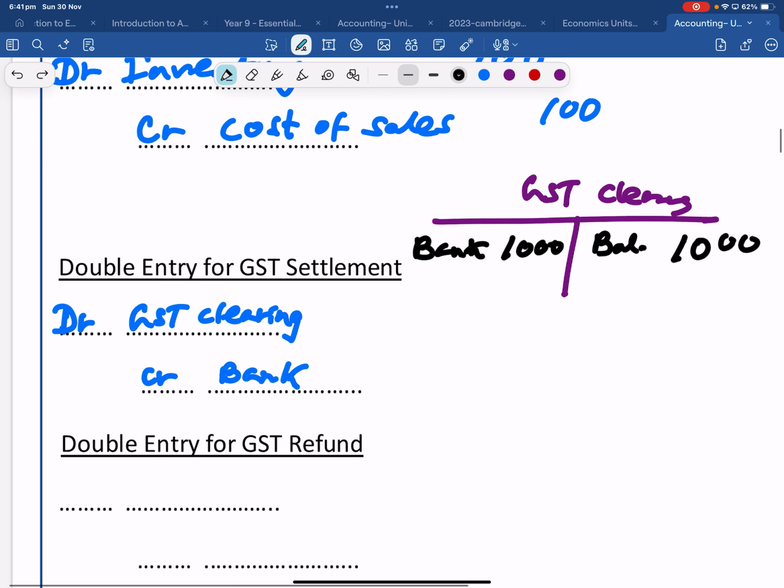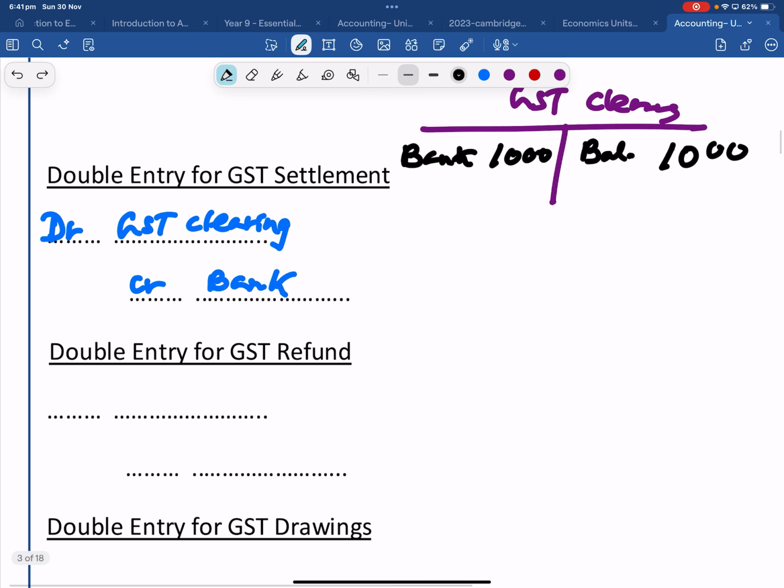Right. Next one, refund. What will happen to the refund, guys? Debit bank. Why is that? Because you're receiving money. We are receiving money, and on the other hand, we are crediting the GST clearing.